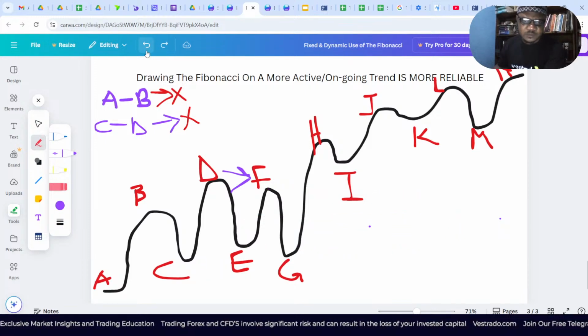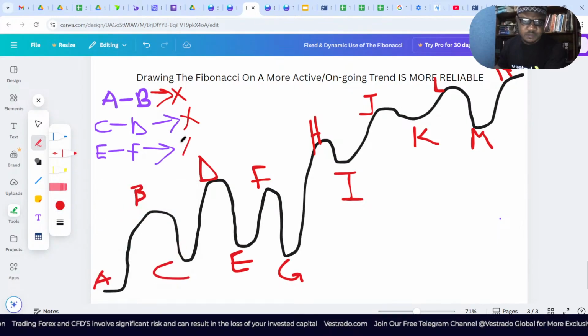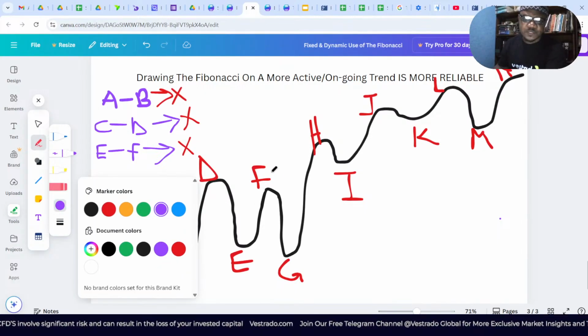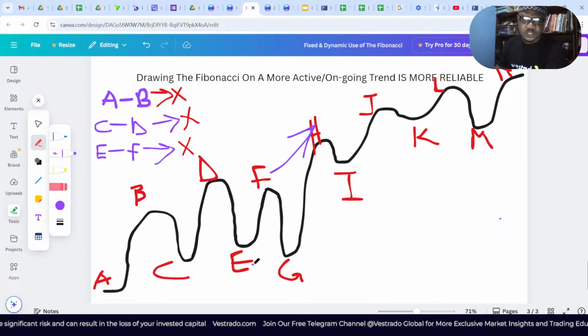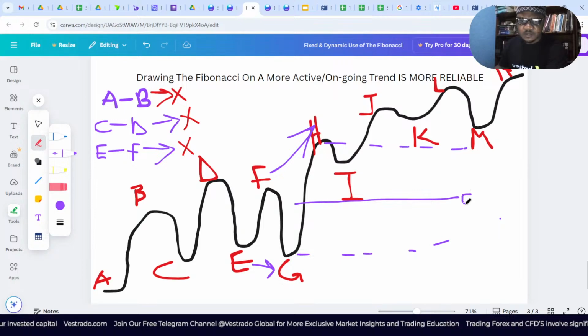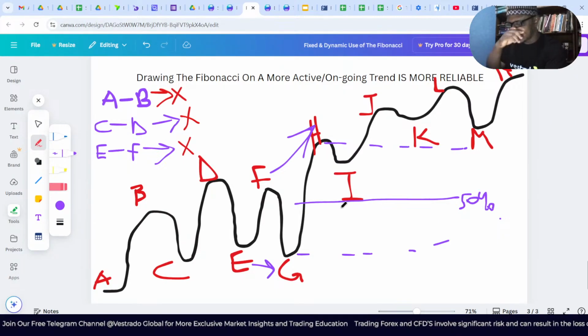I won't start from E. I will not start drawing my trend, my Fibonacci from E. Where will I start from? I shift F to H, E to G. What happens? If we project it out, 50% mark, we see that the trend from G to H has not yet reversed up to 50%.